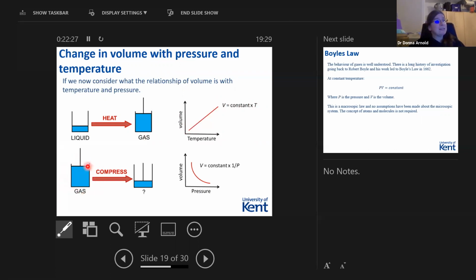If we have our gas and we have our piston and we now apply pressure and we're going to compress this, you can see we compress it. And if you remember, we said that it eventually goes to liquid, but we can make the volume smaller. We can plot volume against pressure, and we end up with this kind of exponential decay. And we can write this mathematically, and we can say that our volume equals a constant times 1 over the pressure.